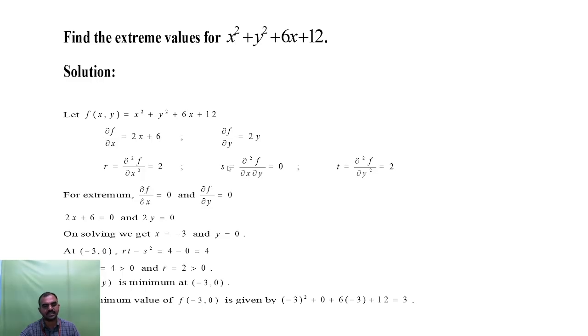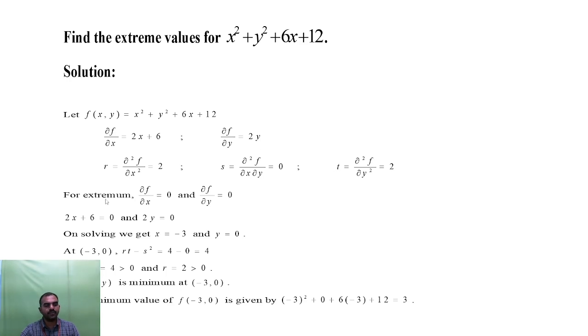Next, how to find s? s is ∂²f/∂x∂y. From ∂f/∂y equal to 2y, differentiate this function with respect to x. Here there is no x, so its value is 0. Next, t is ∂²f/∂y². Differentiate this function with respect to y: 2 is constant, y differentiates to 1, so 2 into 1 is 2.